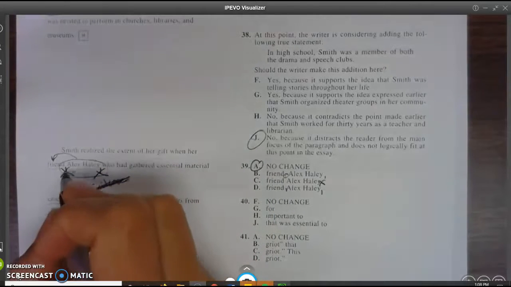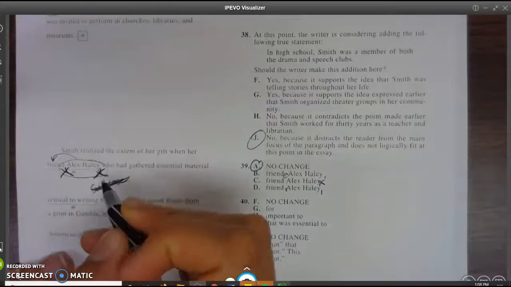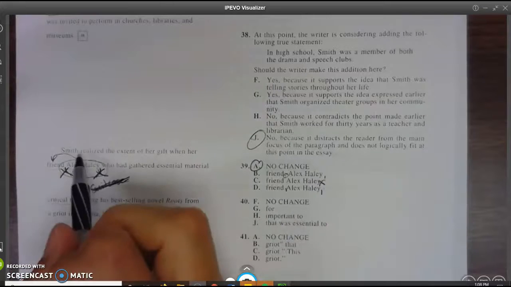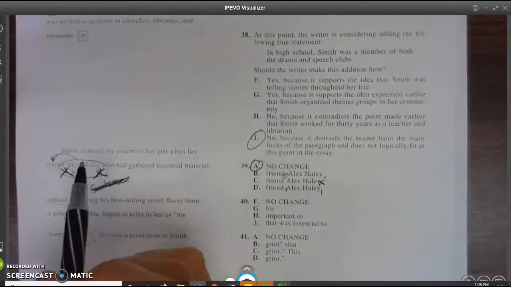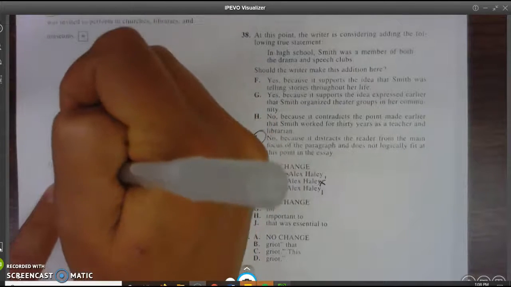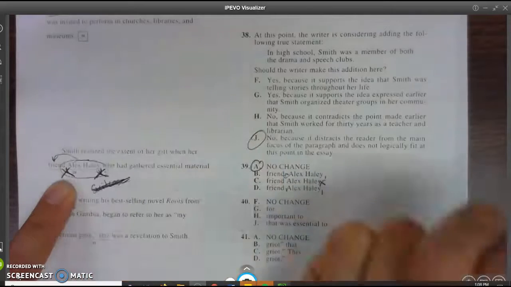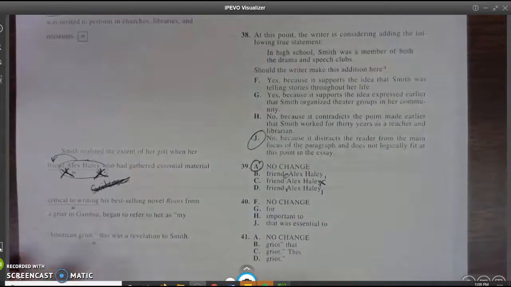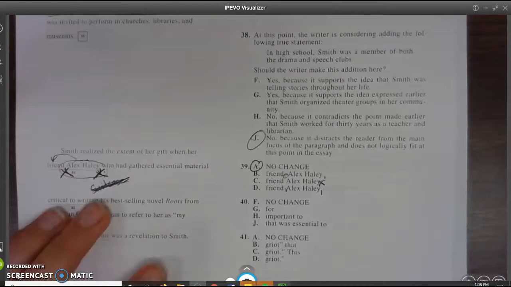She does not need commas here. How do you tell whether or not you should put commas around a word or not? It has to do with whether or not you think it's relevant. So she thinks Alex Haley is super relevant to the fact that it's her friend. So therefore you don't need commas. It's really up to the author.